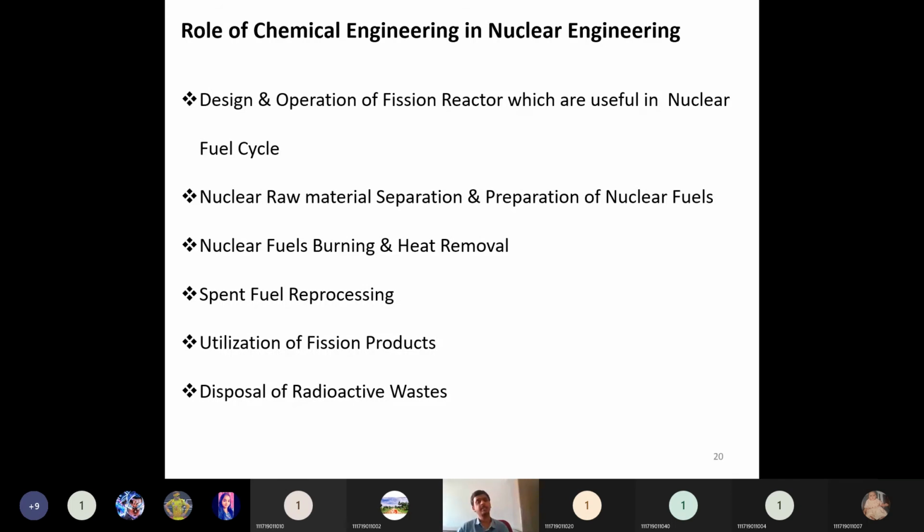So chemical engineering has to play a very major role in nuclear engineering, right from the designing of a reactor, separation of raw materials, fuel processing, heat removal, spent fuel processing, utilization of byproducts or fission products, then disposal of waste. From the start of the raw materials to the final product production, everywhere there is a role of a chemical engineer. So this is also a very important question. You have to read it in the notebook. It has been given clearly.